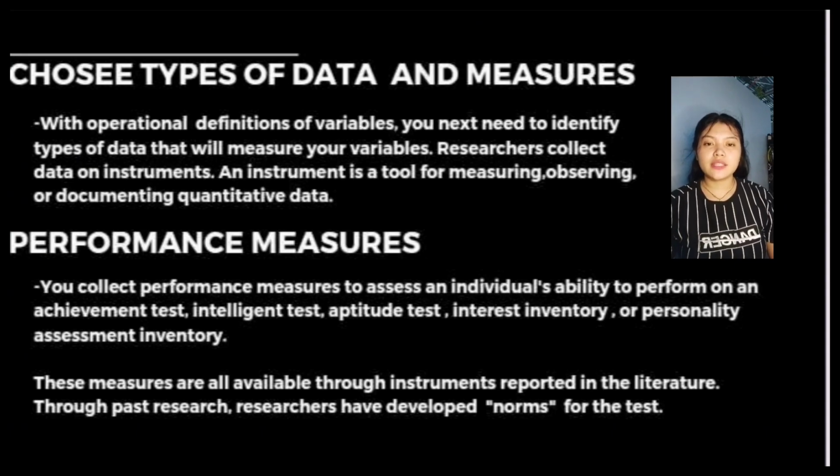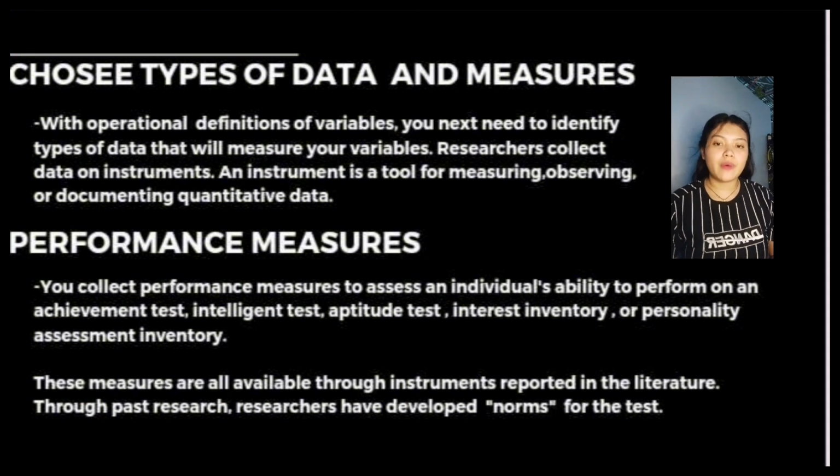This paragraph explains that once researchers have operational definitions for their variables, they need to identify the types of data that will measure these variables. So researchers collect data using instruments, which are tools designed for measuring, observing, or documenting quantitative data. In other words, researchers choose the specific methods or tools they will use to collect data that align with their operational definitions of the variables being studied. These instruments ensure that data collection is consistent, reliable, and valid.